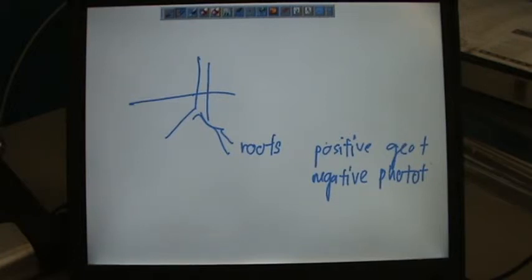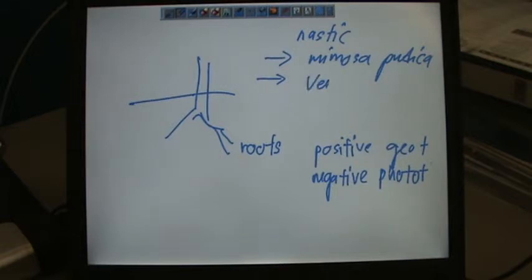Then we have nastic movement. Nastic movement is quite obvious: independent of direction of external stimuli. It can be any direction. Example, this nastic movement is like they don't care about direction. This is Mimosa pudica. And also we have the Venus flytrap. So these two are examples of nastic movement, and they can move quite fast if there's any external stimuli.